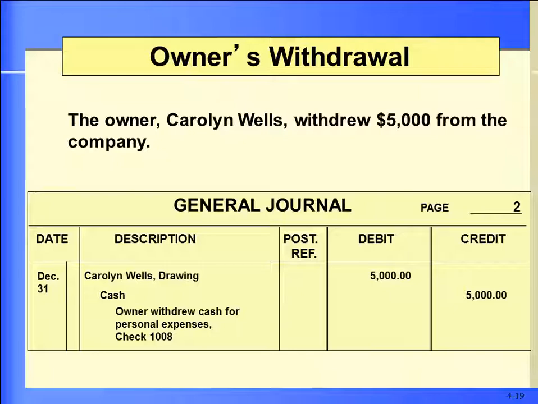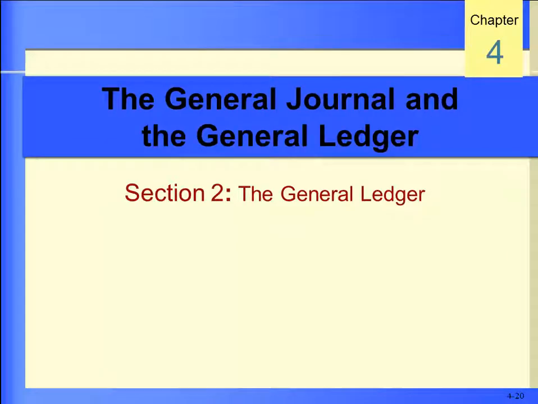The owner, Carolyn Wells, withdrew $5,000 from the company. Drawing is not an expense, but it's treated like an expense with the debit and credit roles. So drawing, we're going to debit it for $5,000 and credit cash. So basically, Carolyn Wells is taking her business check and depositing it into a personal account, which is no problem there. That's the whole reason why we're in business, is to make money for the most part.